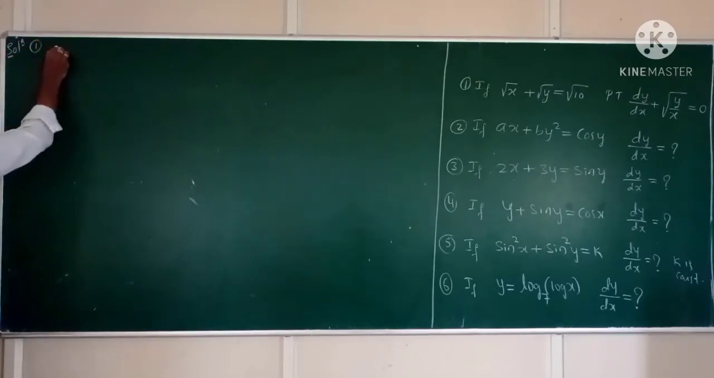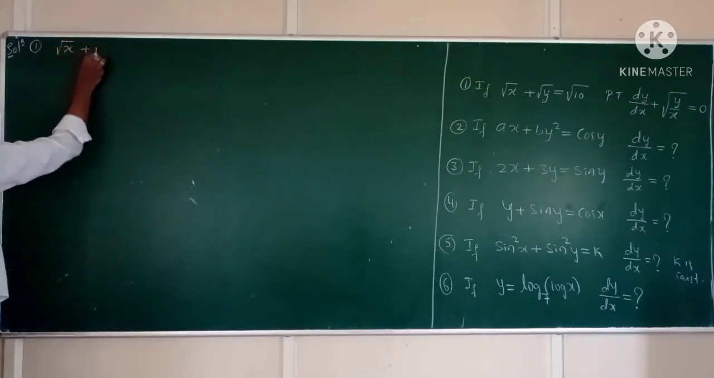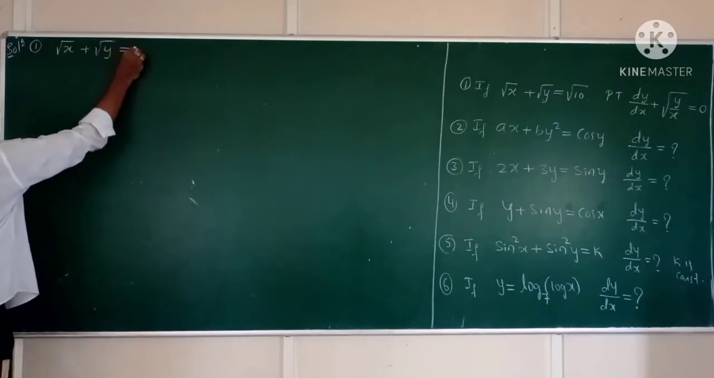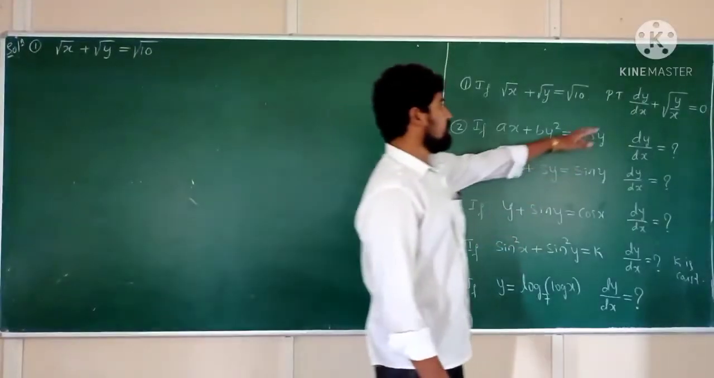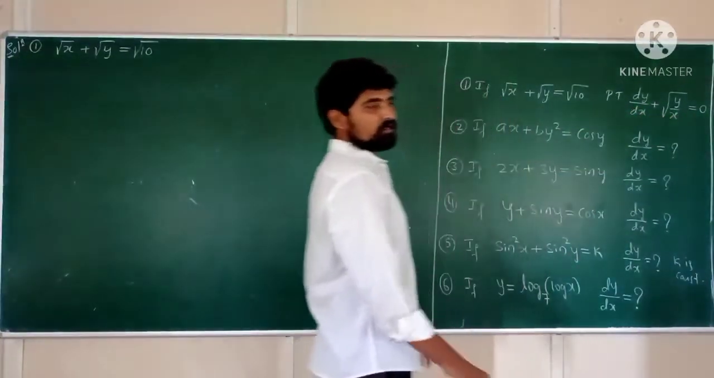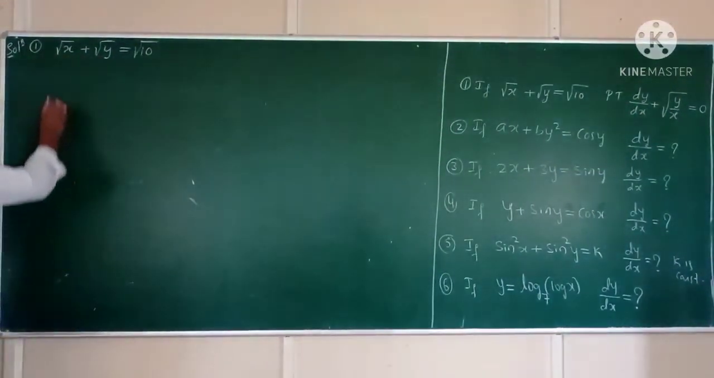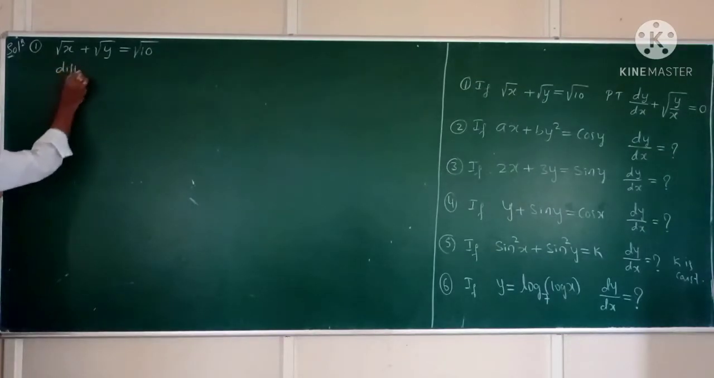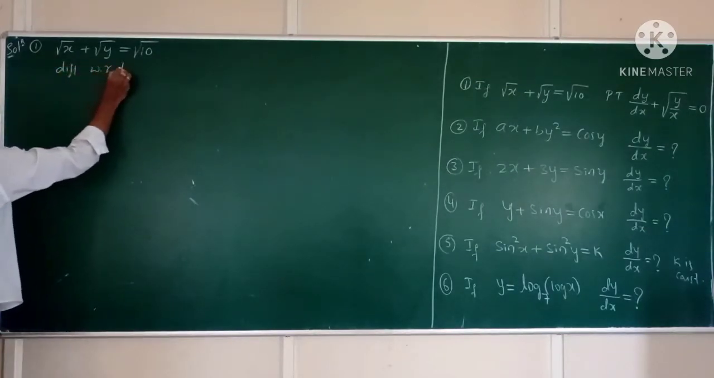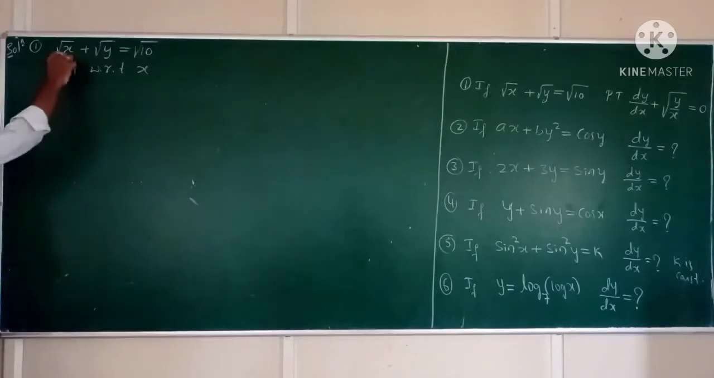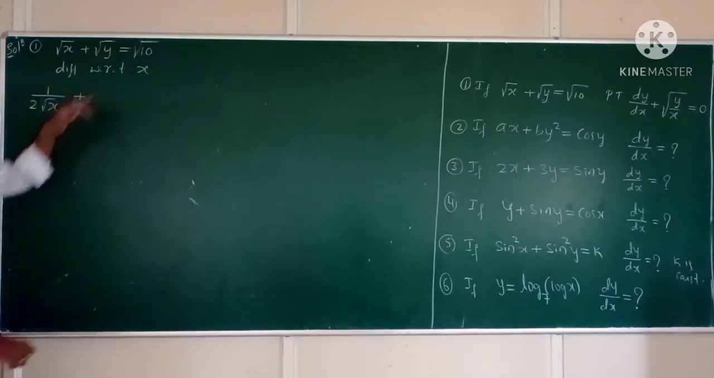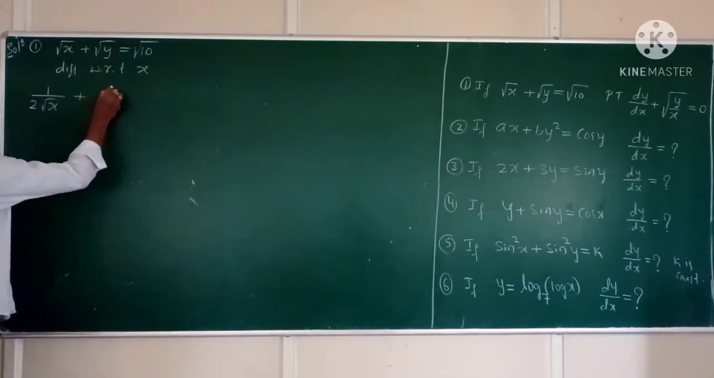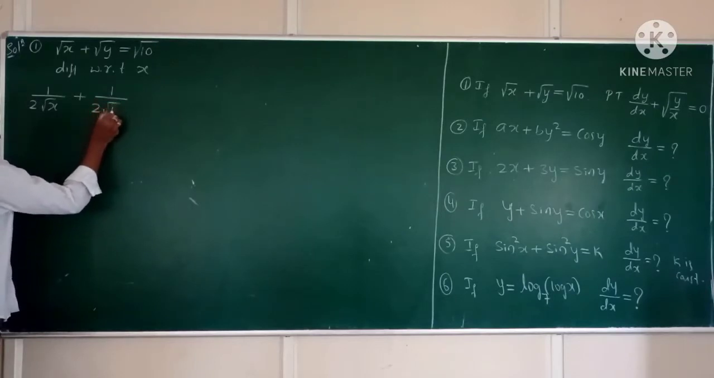Here it is given that root x plus root y is equal to square root of 10. Then we need to prove that dy by dx plus square root of y by x is equal to 0. So differentiate with respect to x. Differentiation of root x with respect to x is 1 divided by 2 root x, plus square root of y with respect to x is 1 divided by 2 root y.